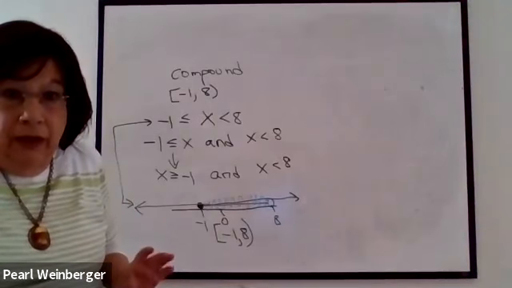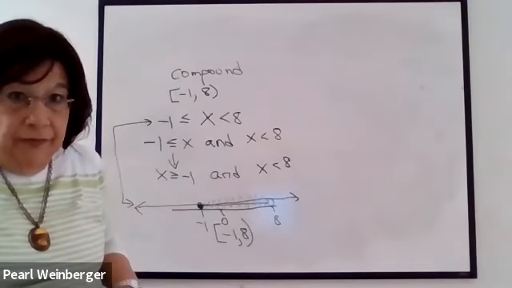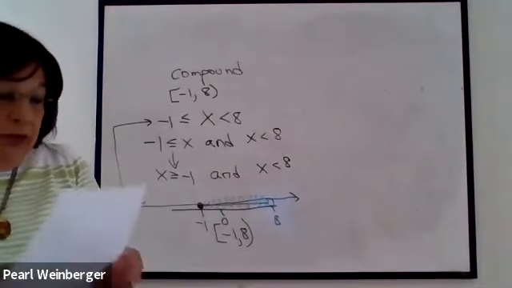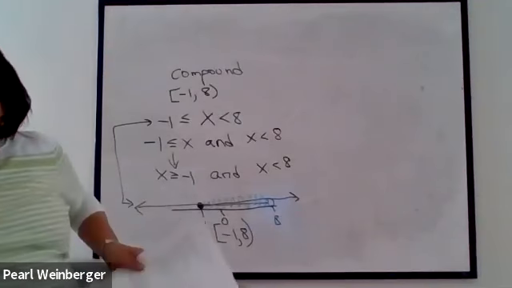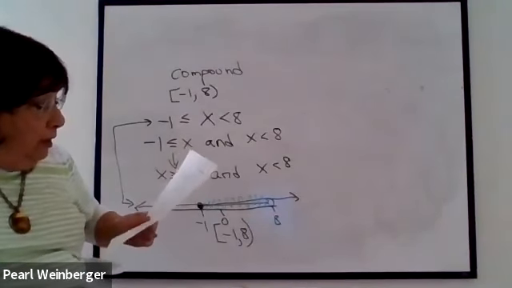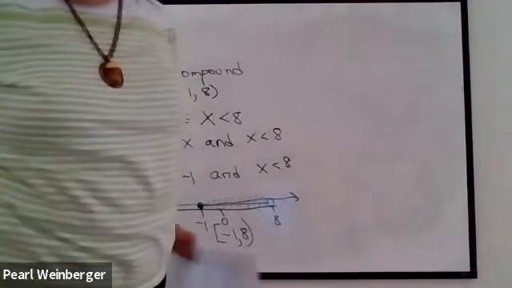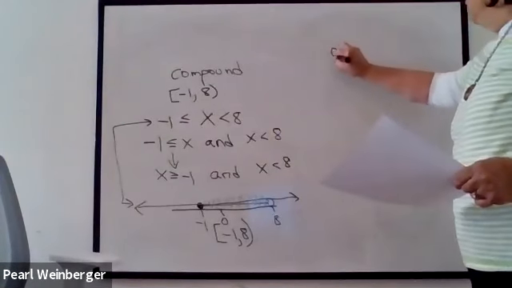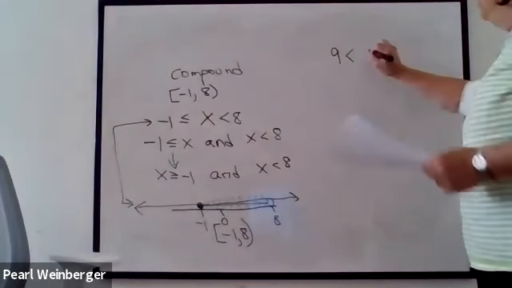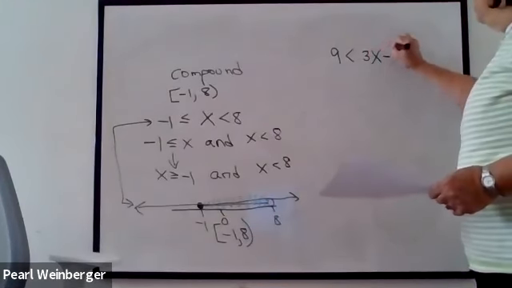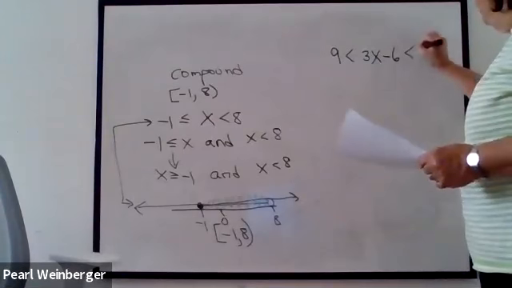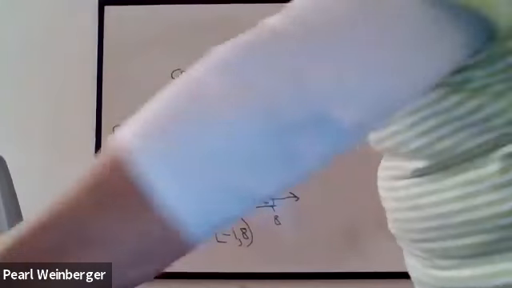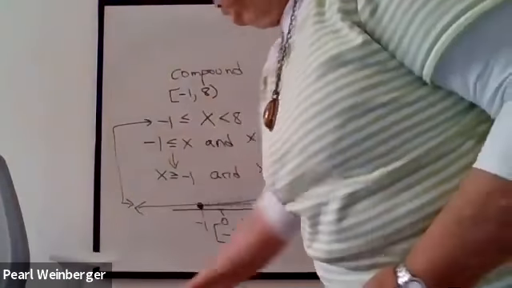Now, what does that mean for us? How do we solve these compound inequalities? So let me give you an example of a compound inequality, and I'll show you how we can go about solving this. Suppose I had an example that looked like this: 9 is less than 3x minus 6 is less than or equal to 15.